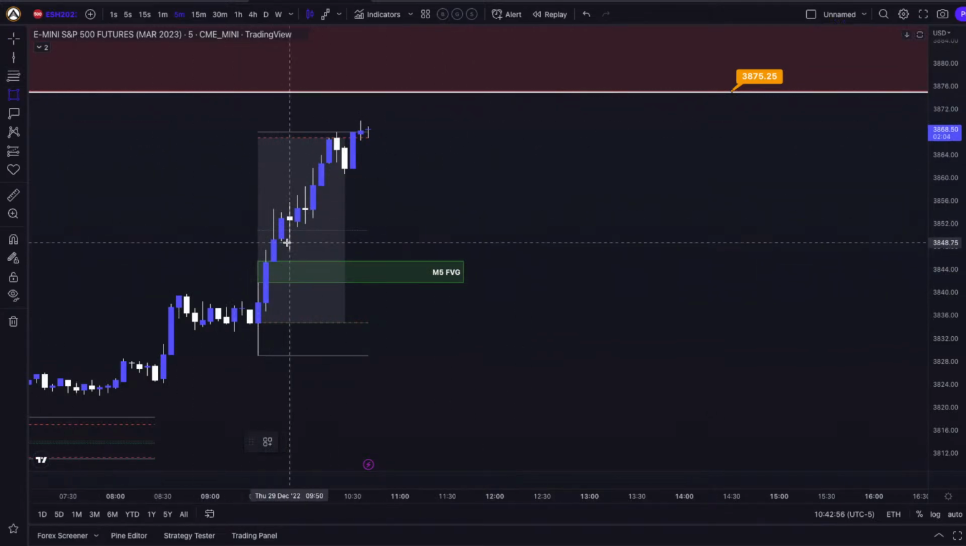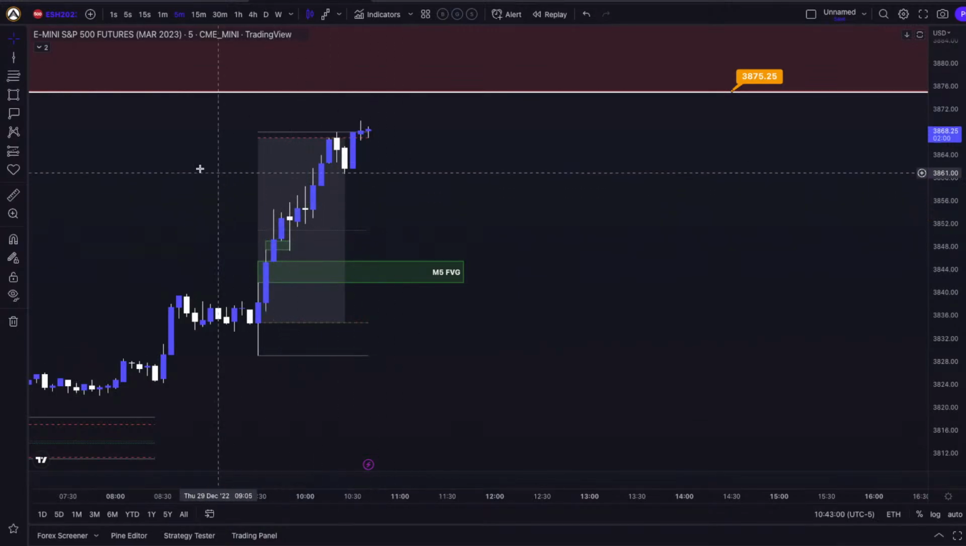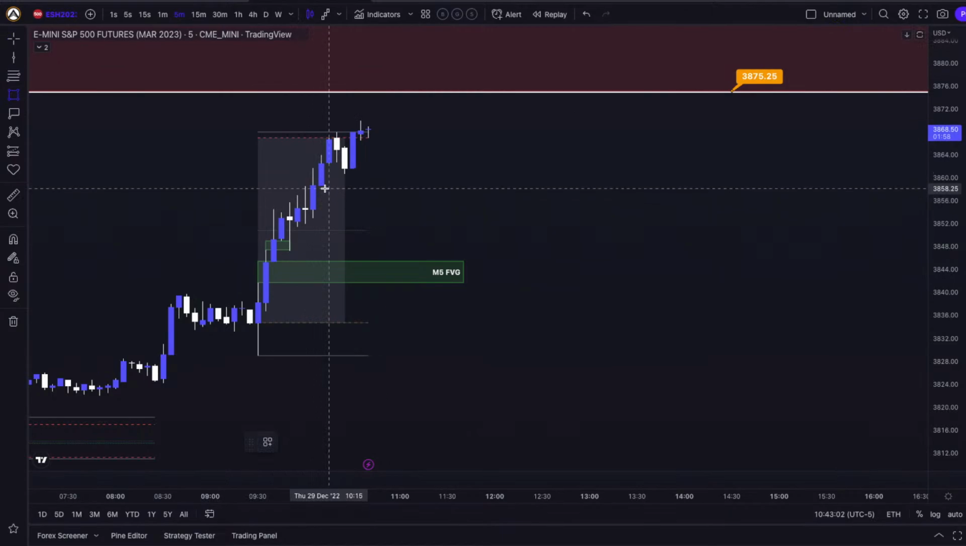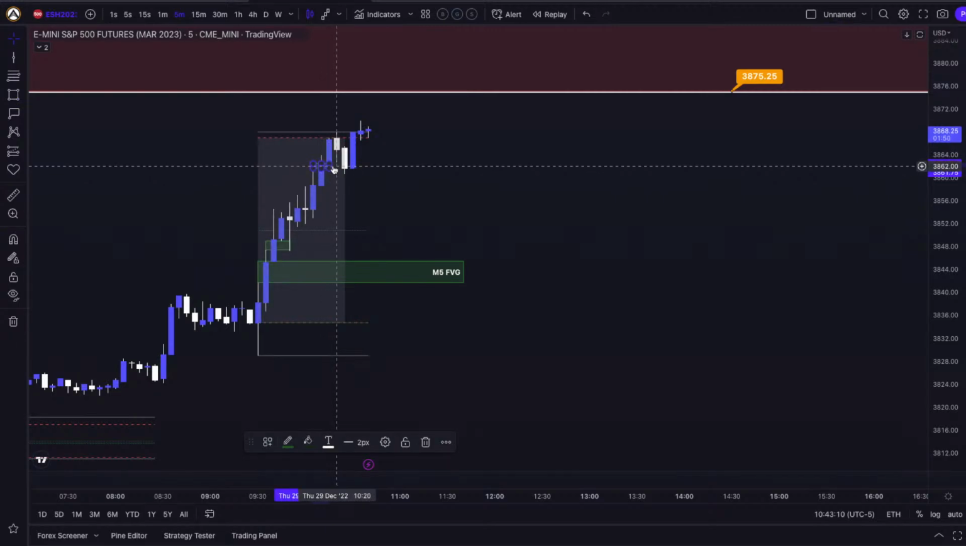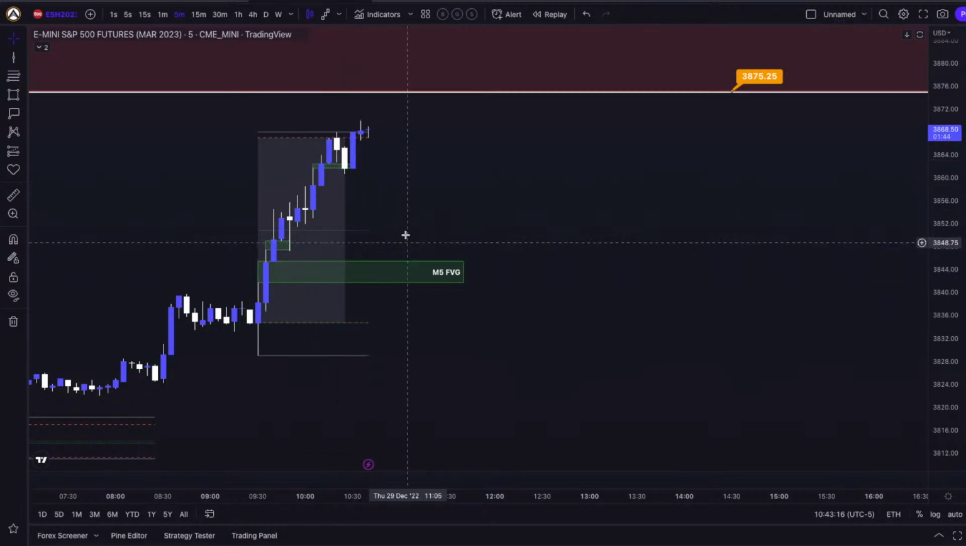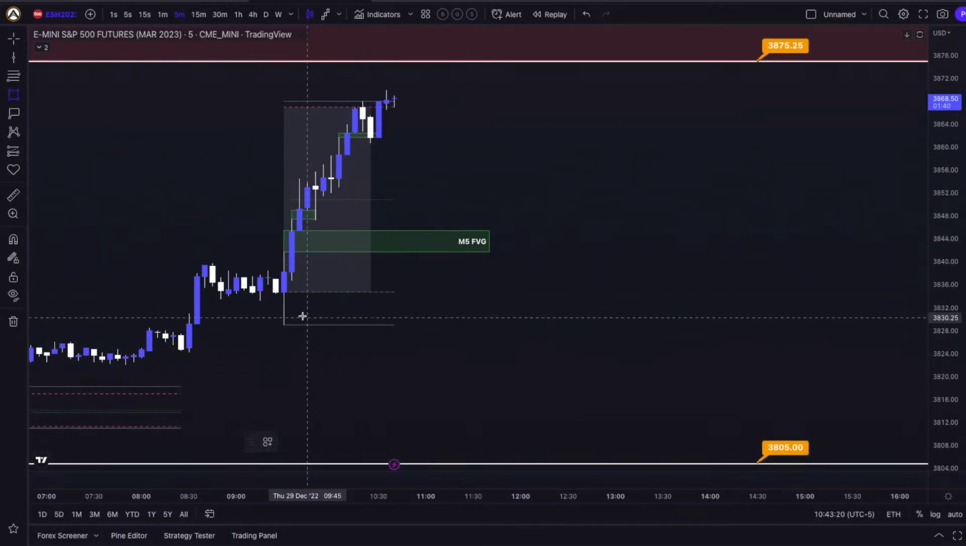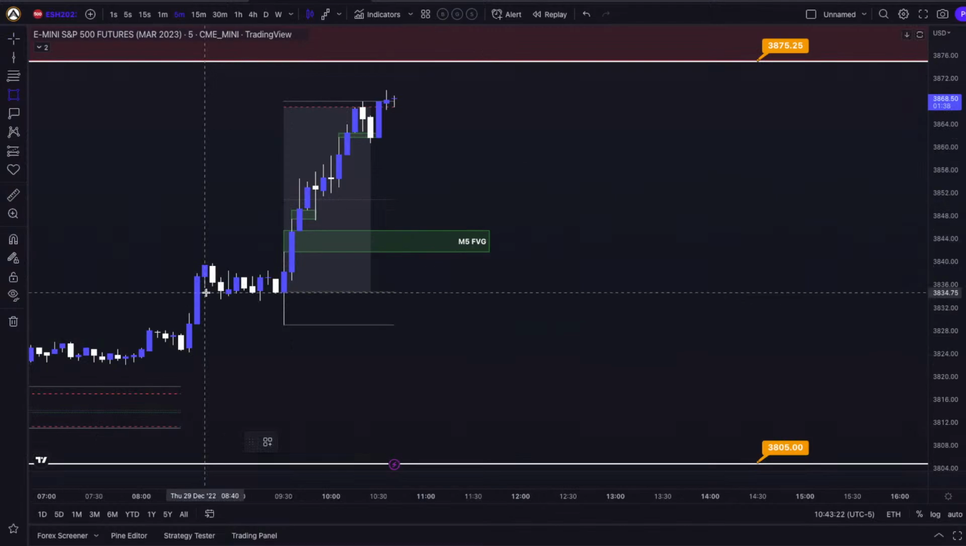We already had a small fair value gap fill right here. Any other major significant fair value gaps or volume imbalances? If I'm missing anything, feel free to write it into the chat. Fair value gap here, fair value gap there. It has already been filled. Those fair value gaps prior to our 9:30 opening also have been filled beautifully.